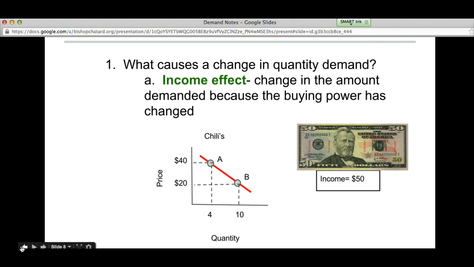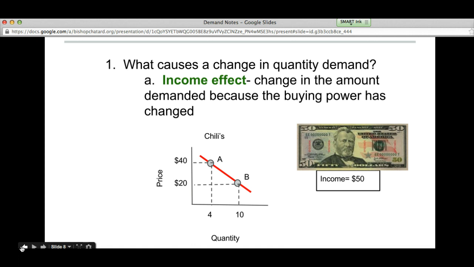However, when the price drops to $20, I can go to Chili's one time, and I have $30 left over, right? So I can go buy 3 $10 items. So I get 4 items for my $50. Which price do you think I like better? The $20, because I get 4 things versus at $40, I only get 2 items.